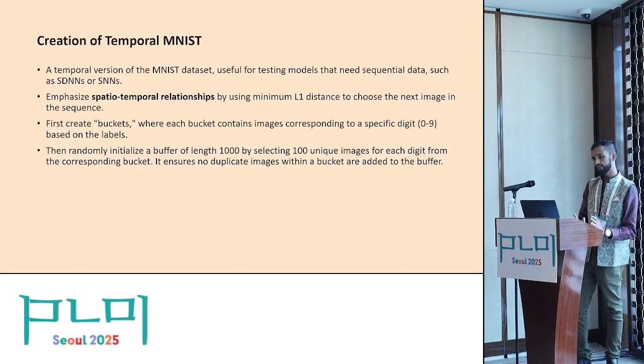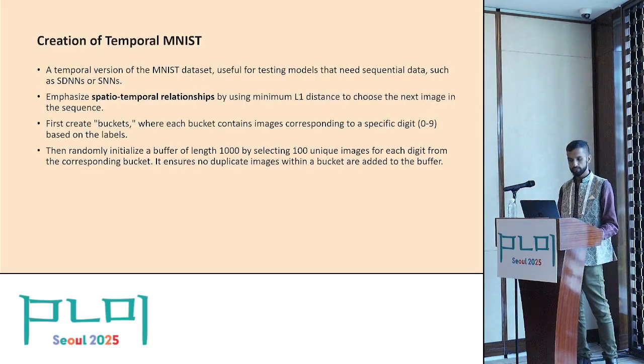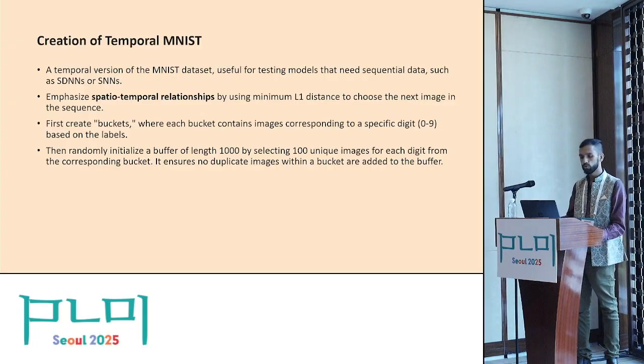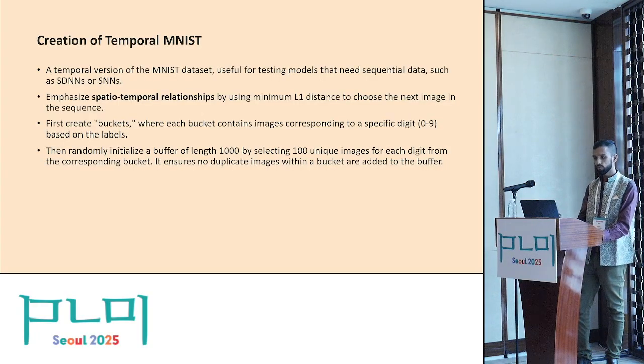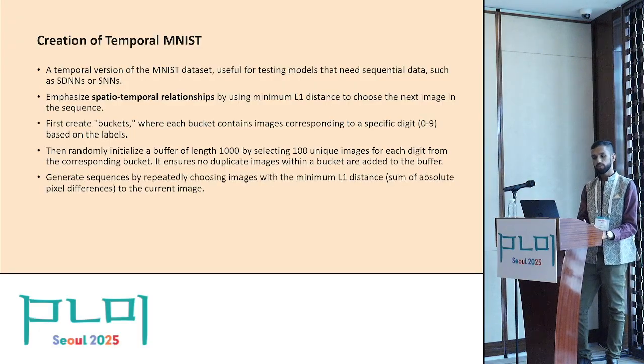Then randomly initialize a buffer of length 1000 by selecting 100 unique images for each digit from the corresponding bucket. It ensures no duplicate images within a bucket are added to the buffer. Then we generate the sequences by repeatedly choosing the images with the minimum L1 distance to the current image.